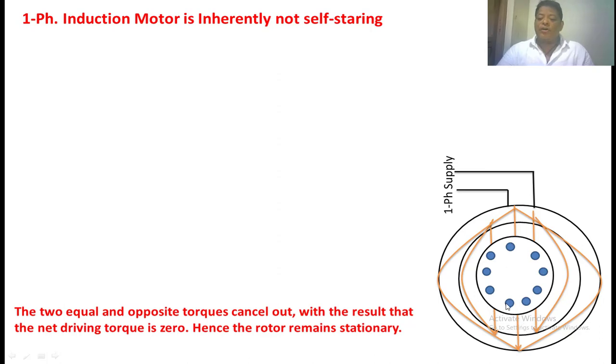The torque developed on this conductor is in one direction, and the torque developed in the upper half conductors is in the opposite direction. This torque gets cancelled. Finally, the net torque developed in the rotor will be zero. So that's why the single phase induction motor is not self-starting.